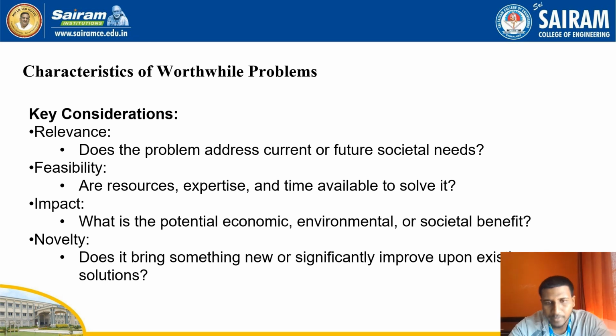Scalability. The problem and the solution can be applied or adapted to a broader context. It supports future growth and innovation. For example, creating modular housing units for rapid deployment in disaster zones. Next is ethical considerations. The problem and its solution align with ethical principles and societal values. They avoid harm and promote equity and inclusivity. For example, ensuring fairness in AI algorithms used in hiring processes.